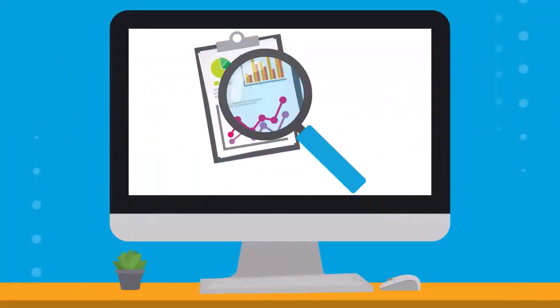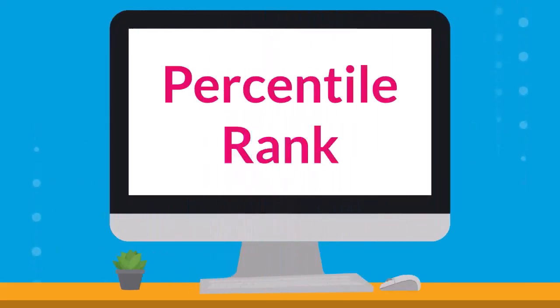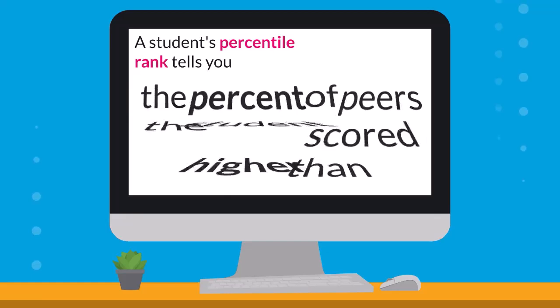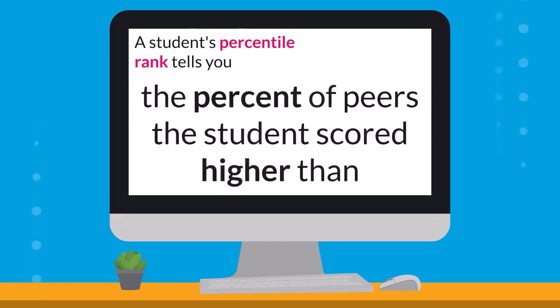When reports include some sort of comparative measure, the added perspective helps you interpret the data in meaningful ways. Let's take a look at one of the metrics that can provide this information: percentile rank. A student's percentile rank tells you the percent of peers the student scored higher than.